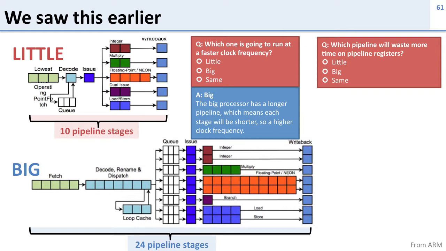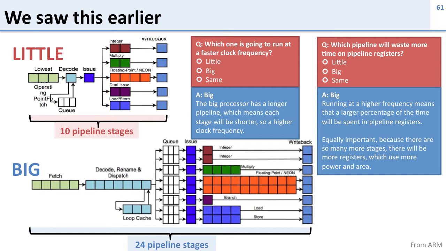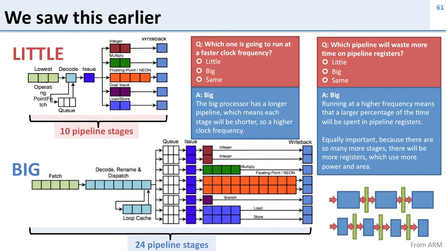Which pipeline is going to waste more of its time on pipeline registers? Well, it's also the big processor. So it's running at a higher frequency and it's going to have less work in each pipeline stage because it has more stages. So it's going to have both more pipeline registers and they're going to be a higher percentage of the time. So you can look at it sort of graphically. Here's the little processor. It has long pipeline stages and not that many because it's running slowly, whereas the big processor has short pipeline stages and lots of them. So the big processor both has a larger percentage of its time on pipeline registers and a lot more pipeline registers.